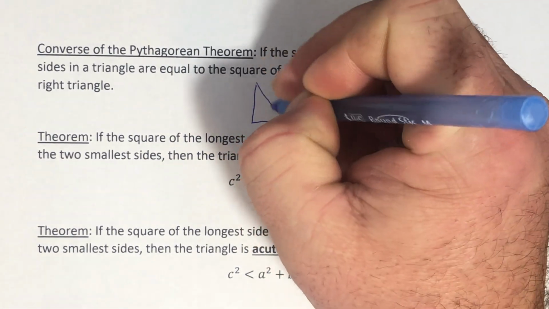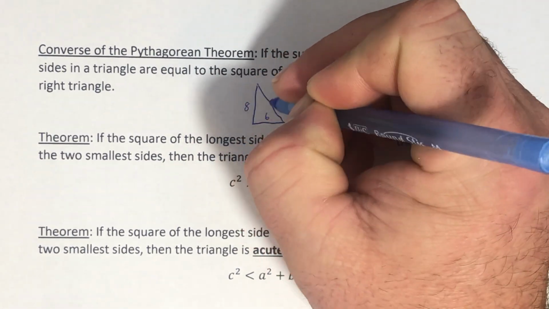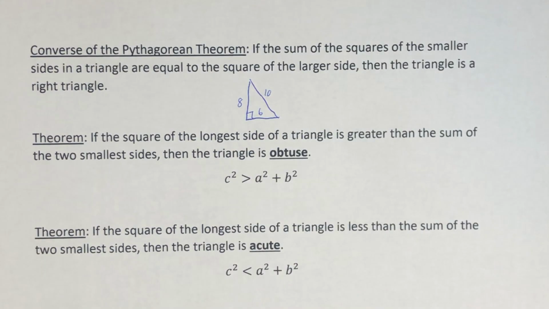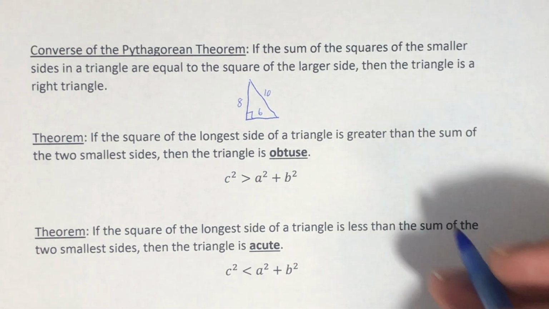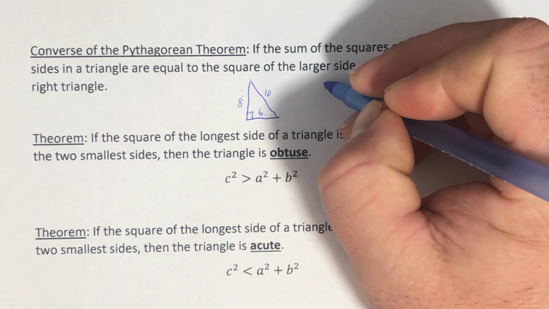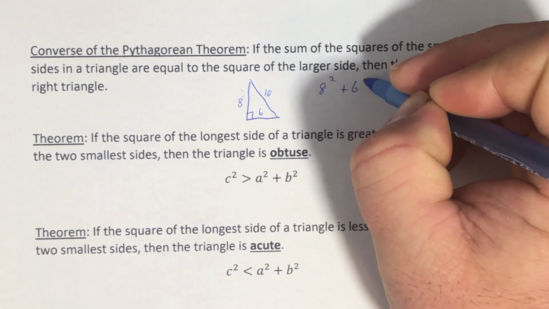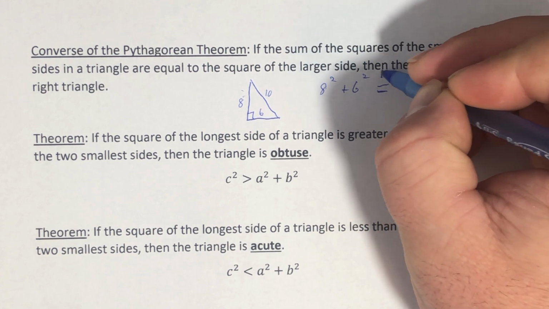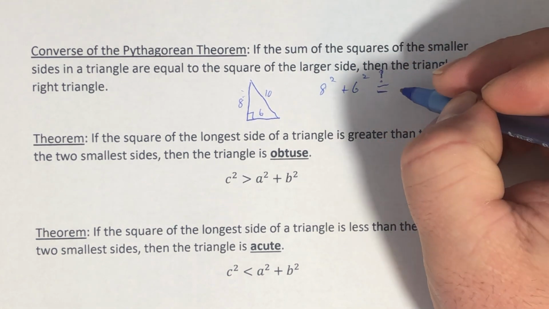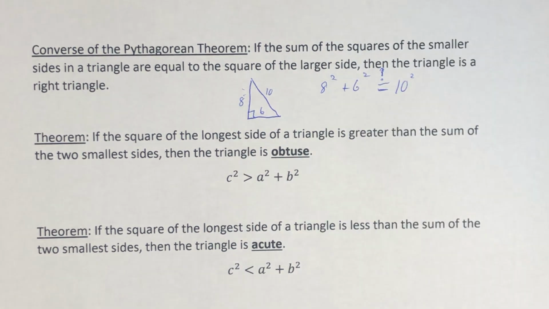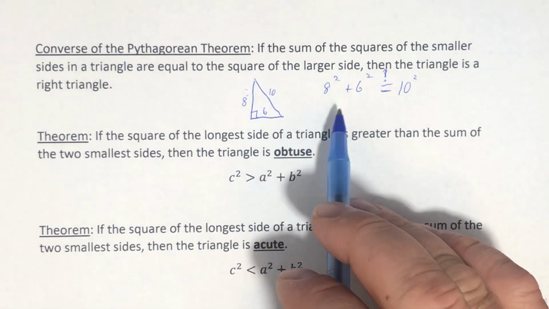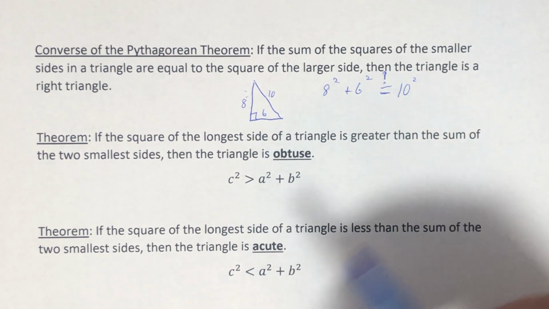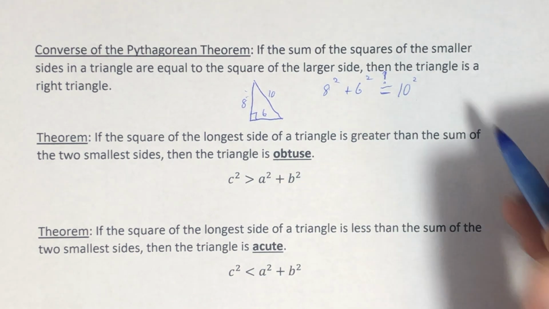What that means, if I draw a triangle here, I say this is 6, this is 8, this is 10. I want to know, is this a right triangle? Well, what I could do is take the squares of the smaller two sides, 8 squared plus 6 squared, and I want to put an equal sign there, but with a question mark above it. I want to see, does that equal 10 squared? If I do a squared plus b squared and it equals c squared, then I do in fact have a right triangle.